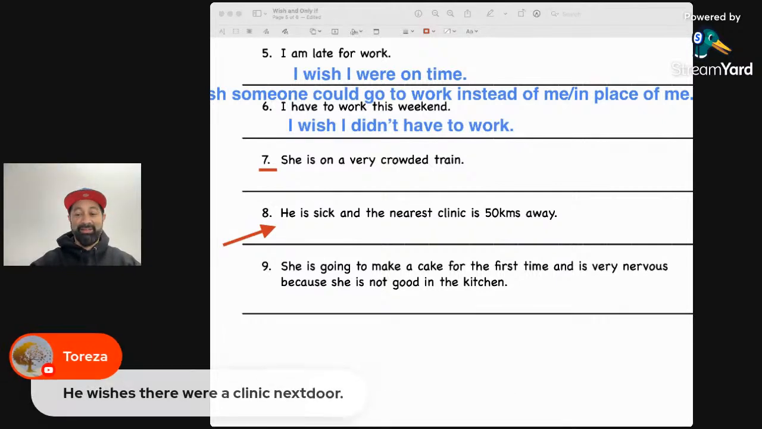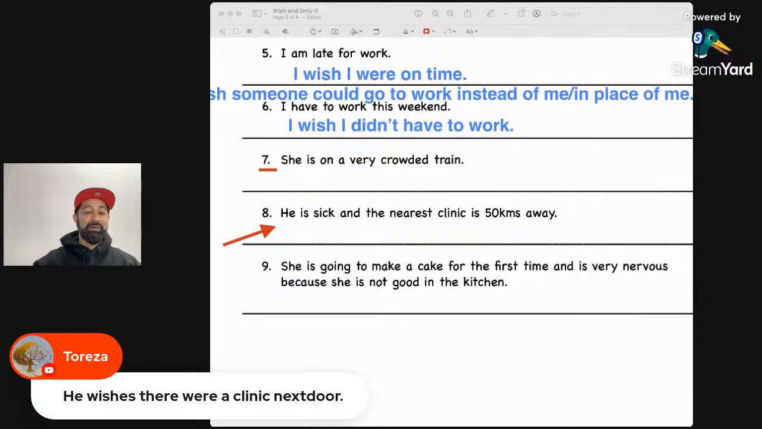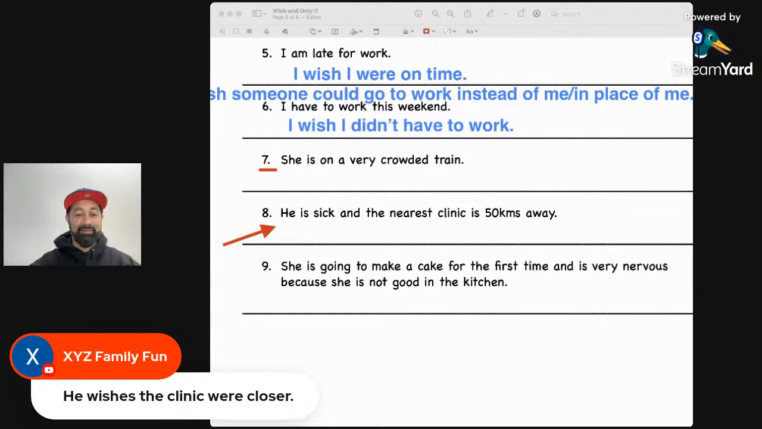Excellent. Teresa using clinic. He wishes there were a clinic next door. Perfect. XYZ, he wishes the clinic were closer. Perfect. Excellent. Okay, let's move on to number 9.